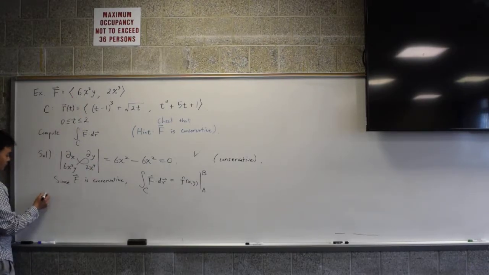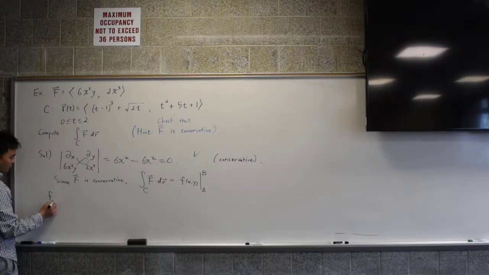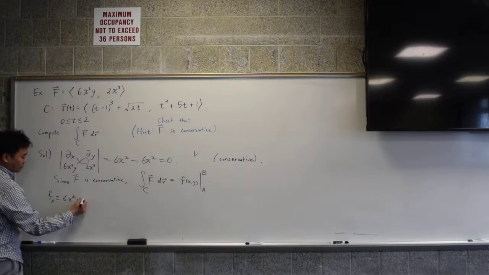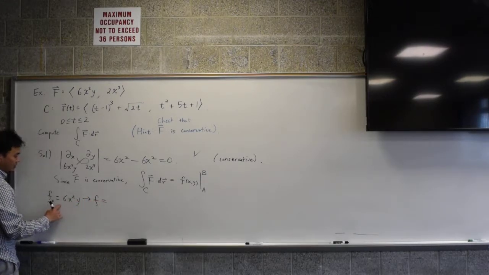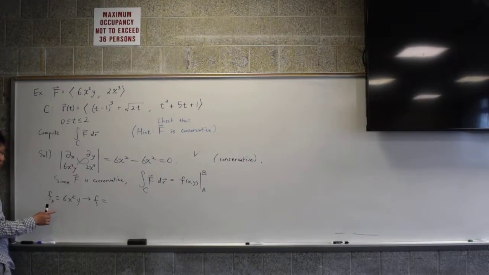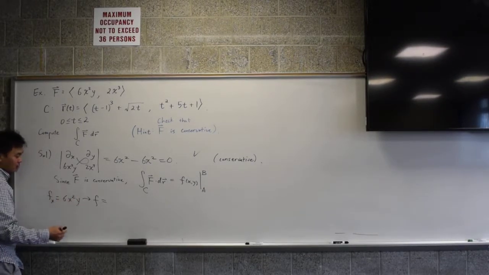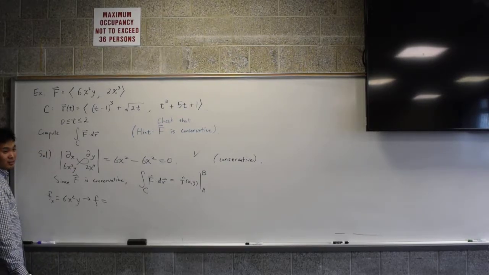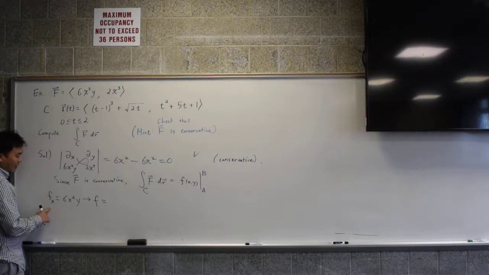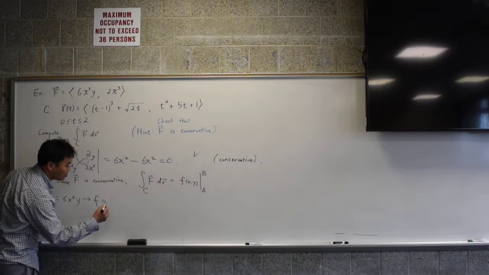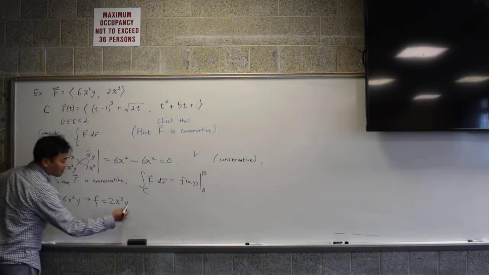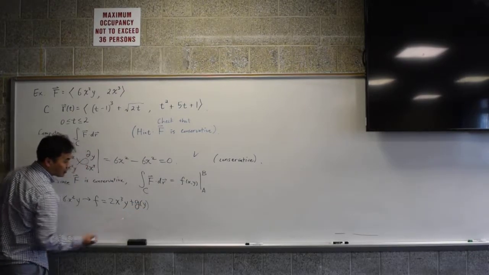What kind of function has the following property? f differentiated by x gives you 6x squared y. What does that mean? That means f should equal, if I integrate by x, what do I get? Take this and integrate by x. Oh, this is already differentiated by x. Yes, 2x cubed y, right? Plus some function of y, right?